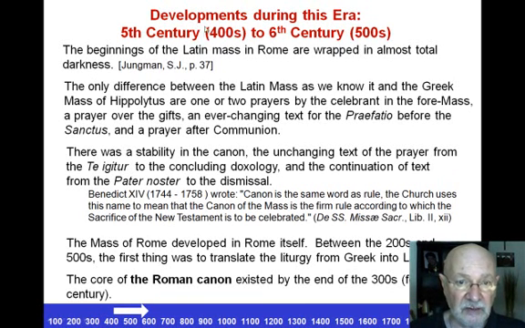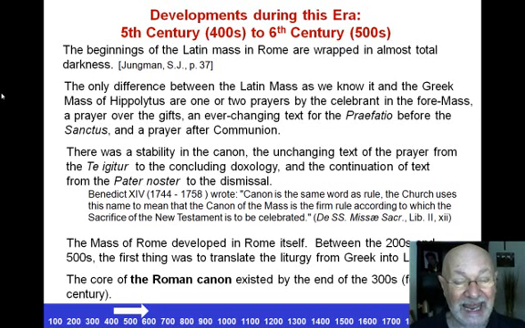Now, developments in this area, between the 400s and the 600s, or the beginning of the Latin Mass in Rome, are wrapped in almost total darkness. We don't know what was developing. The only difference between the Latin Mass as we know it and the Greek Mass of Hippolytus, which we saw a couple parts of the series ago, are one or two prayers by the celebrant in the Foremass: a prayer over the gifts, an ever-changing text for the preface before the Sanctus, and a prayer after communion.